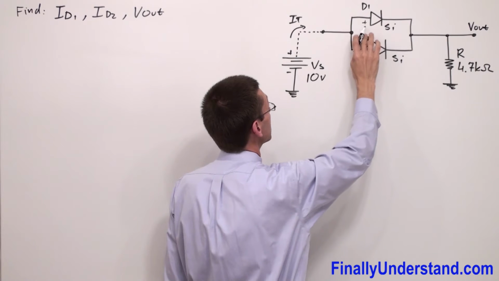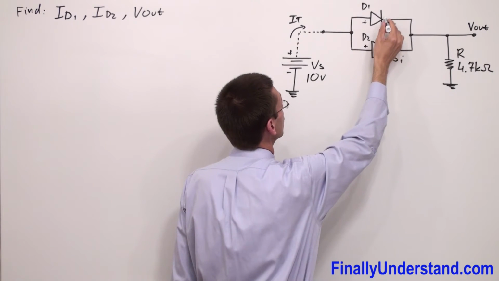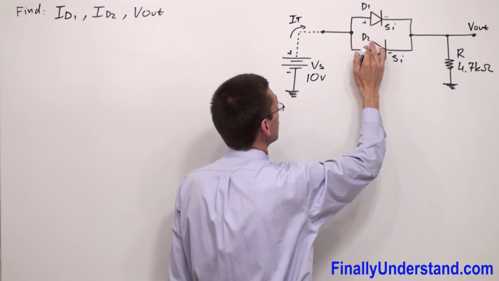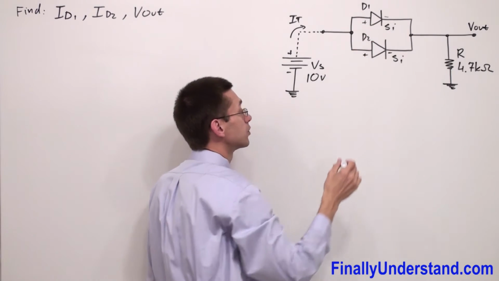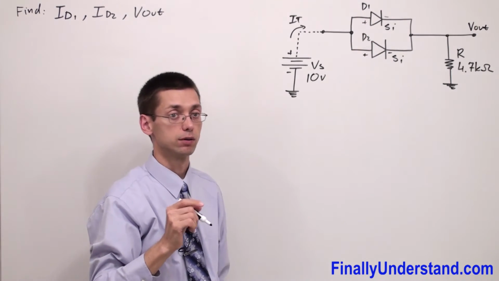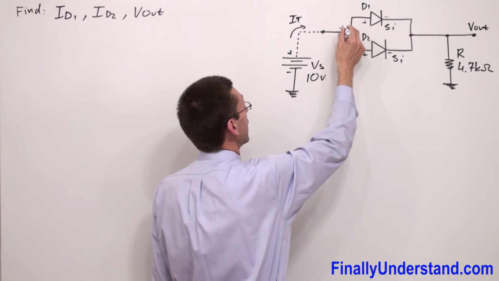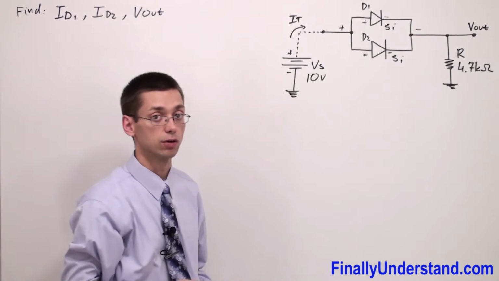So anytime current is entering the component, you're supposed to mark it by a positive sign. Anytime it's leaving, you're supposed to mark it by negative. So I have positive, negative, okay? So we can treat these two diodes like one big diode, okay? So I can say that this is my positive sign and this is my negative sign over here, okay?